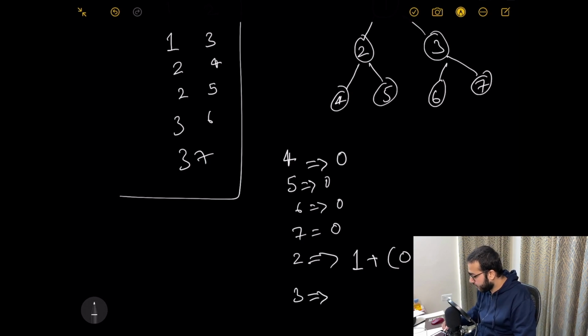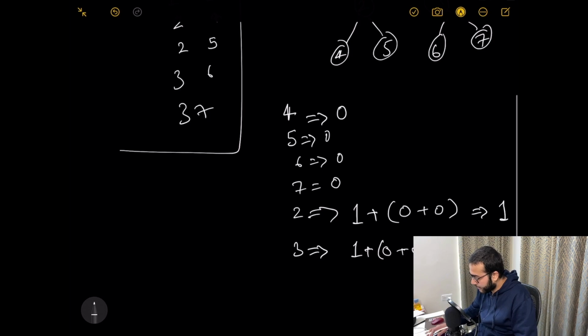Similarly for 3, we have 6 and 7, out of them 7 is prime, so we have 1 plus the answer for 6 and the answer for 7, which in both cases is 0, so we have 1. So now come to 1.